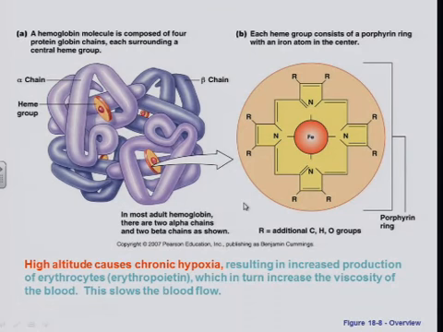Remember, increasing or decreasing hemoglobin and red blood cells has no effect on the partial pressure of oxygen, but has a huge effect on oxygen content. Make sure you know the difference between content and partial pressure.